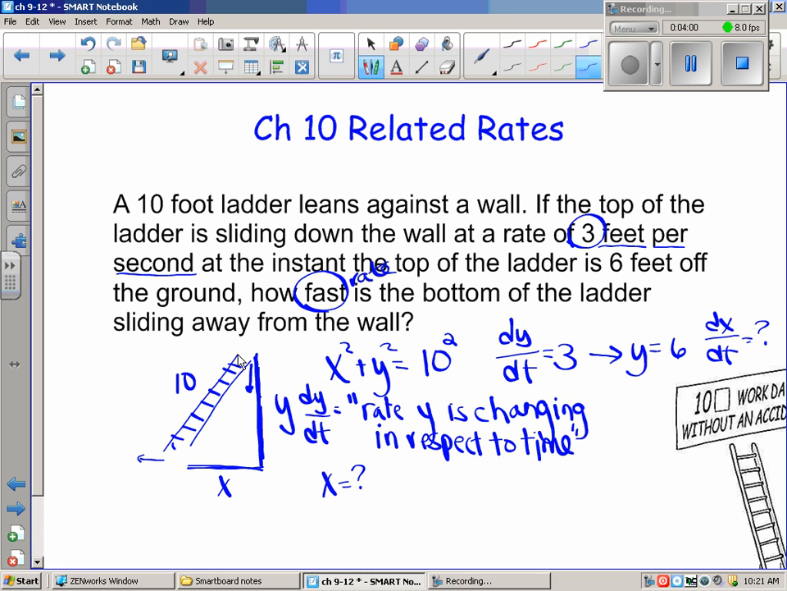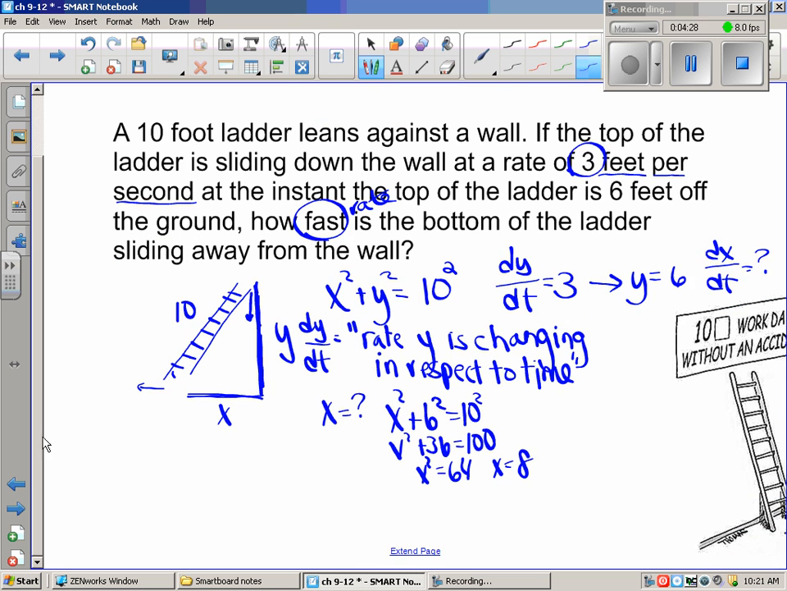To find x, that would mean we have x squared plus 6 squared equals 10 squared. And of course, that's x squared plus 36 equals 100. And so we would subtract and get 64. And so x would equal plus or minus 8. And of course, we only need the positive value, right? And so we have 8 feet. So when y is 6, x is 8. All right, so now how is that going to help you find dx/dt?